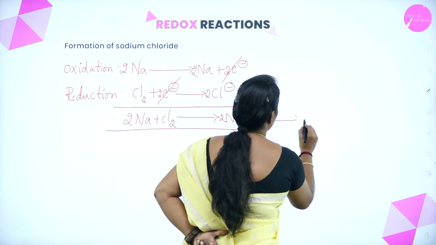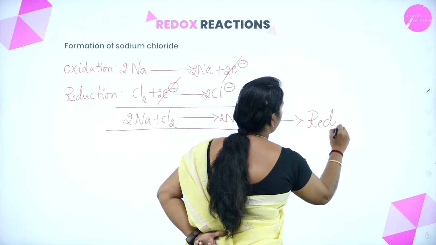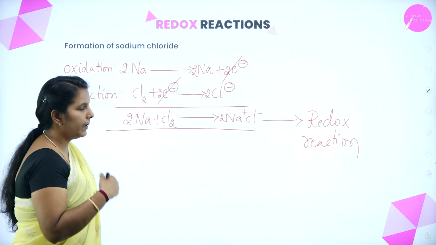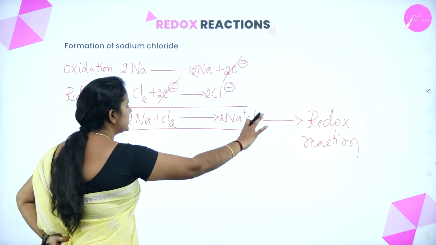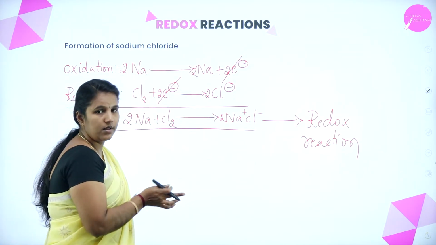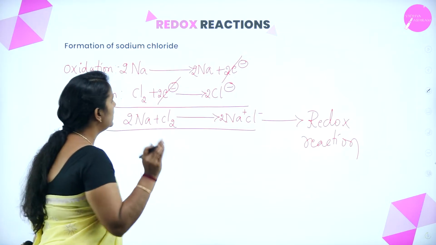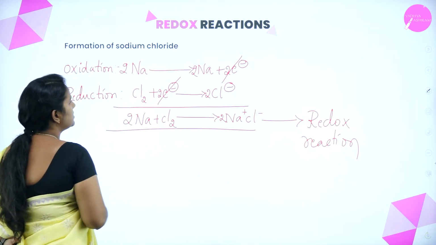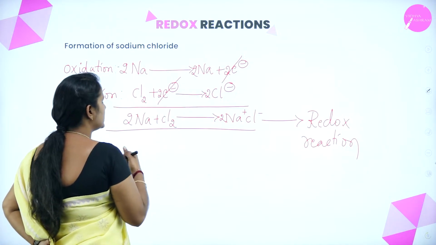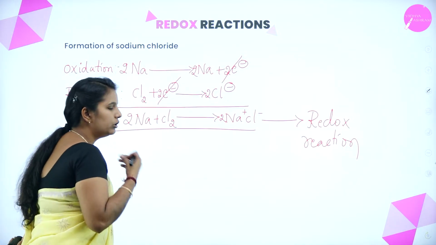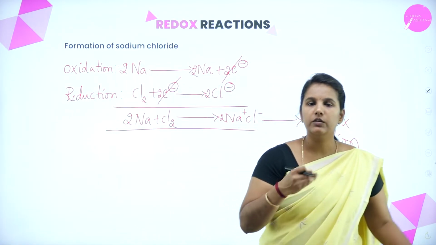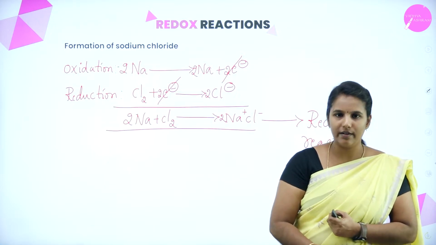This reaction is known as a redox reaction. Why is it known as a redox reaction? Because in a single step, both oxidation and reduction take place. So, it is a redox reaction where 2 atoms of sodium lose 2 electrons, and these 2 electrons are accepted by chlorine, forming 2 Cl minus, where the sodium is undergoing oxidation whereas the chlorine is undergoing reduction.